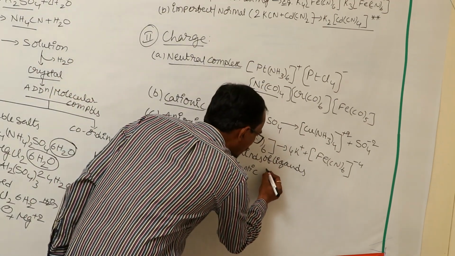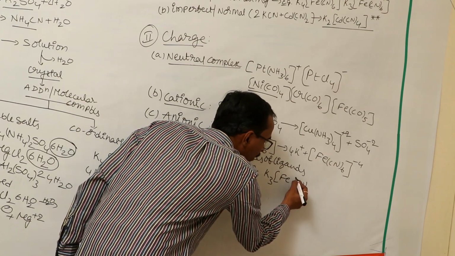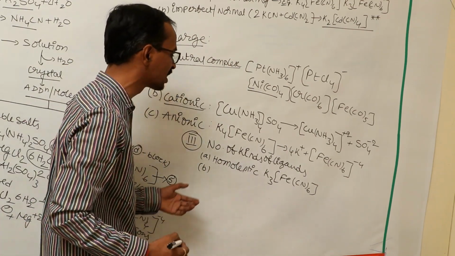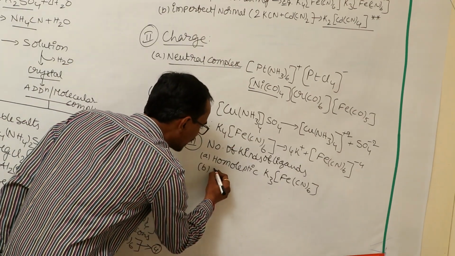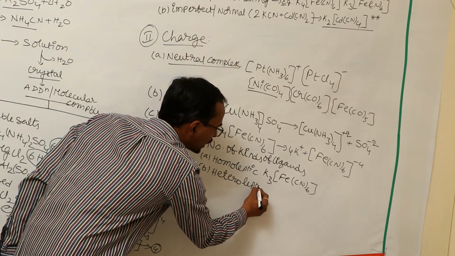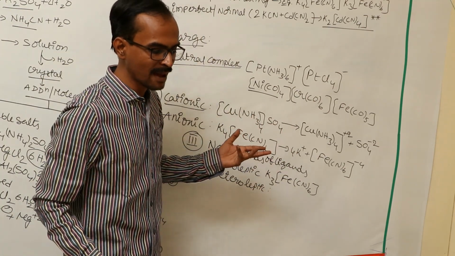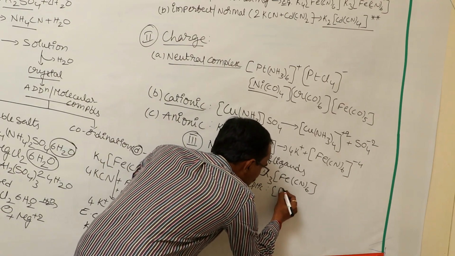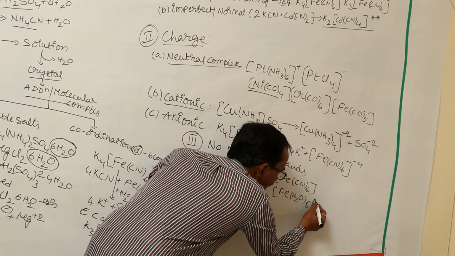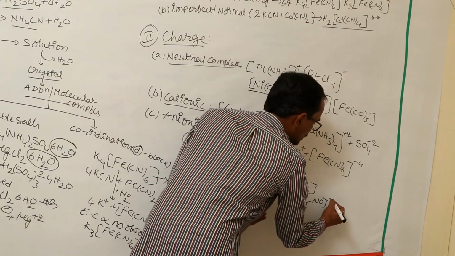What are homoleptic complexes? Just see here K3[Fe(CN)6]. I am quoting an example. And the second kind of complex, name and example also I will furnish, then you can understand better. That is a heteroleptic complex. Homoleptic complex and heteroleptic complex. For the heteroleptic complex, we can write the example [Fe(H2O)5NO], which is the complex we are taking, having a di-positive charge.